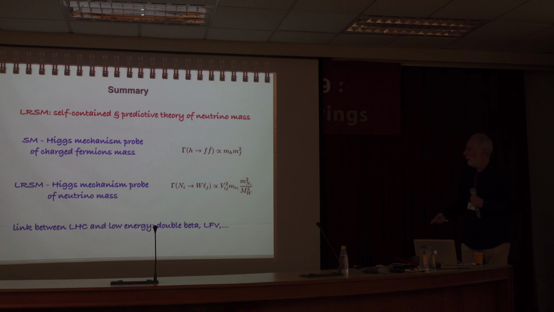And the crucial experiment, of course, is neutrinoless double beta decay. That being observed would be an important argument in favor of a lower scale of WR.